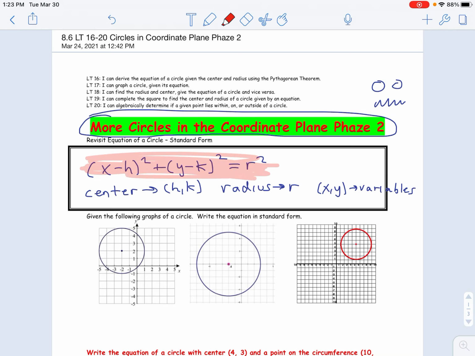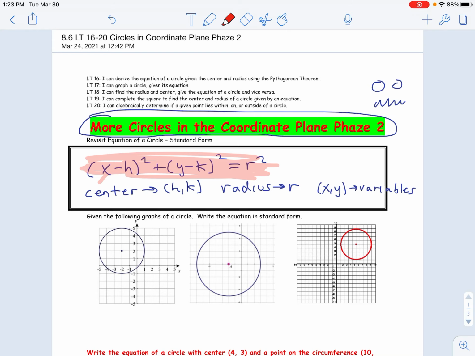Eerily similar to the distance formula. And I like to think about it just like the distance formula is the length of a segment. Well, radius is a segment. In this equation, since it has variables, it allows it to spin around in a circle. That's how I remember it.